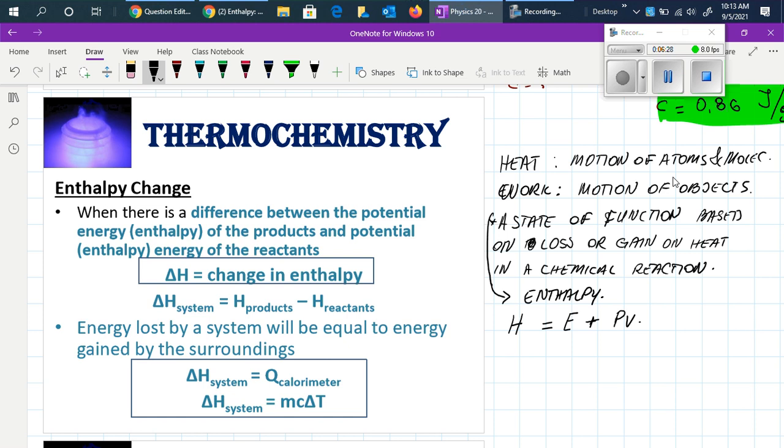Therefore, we are not interested in the total enthalpy of the system. It is impossible to measure. What we are interested in is how much it is going to change, as a state function.